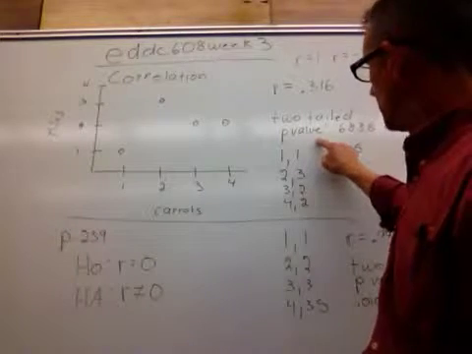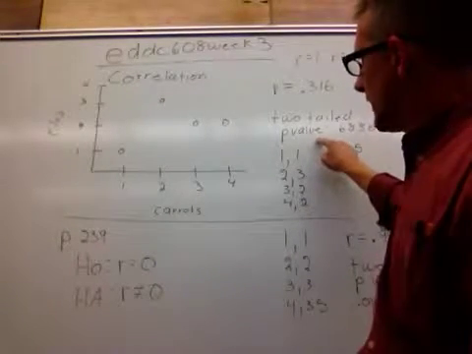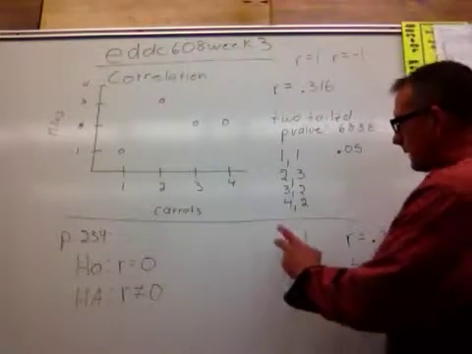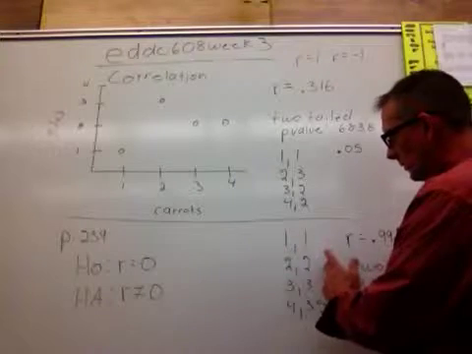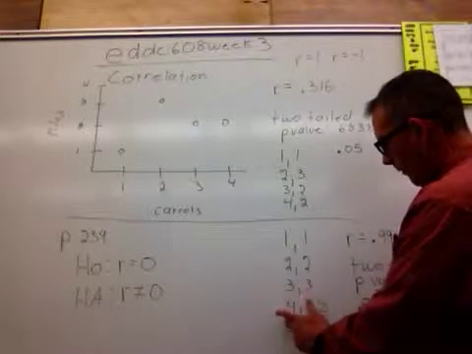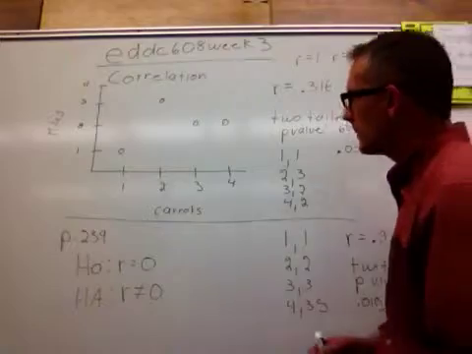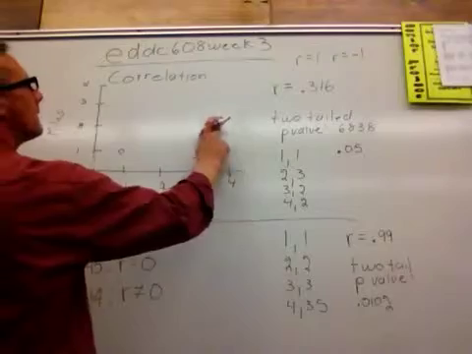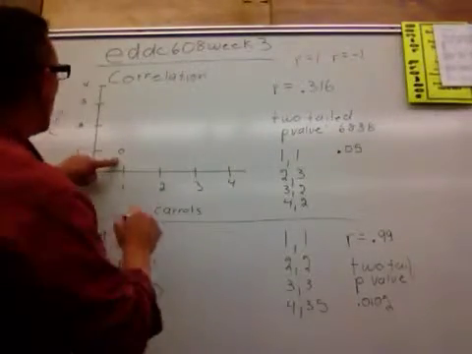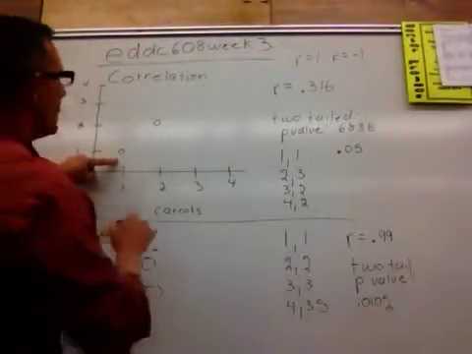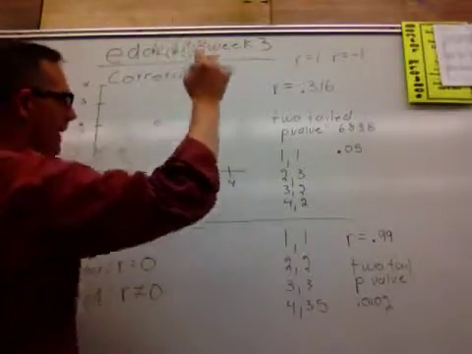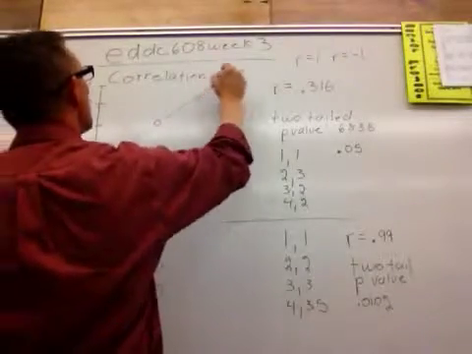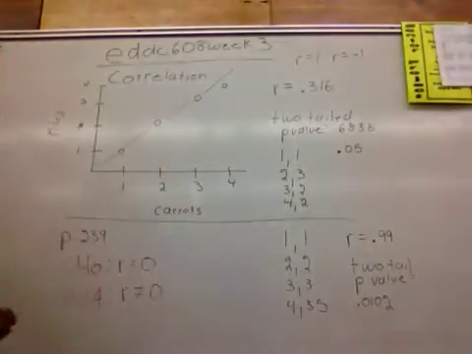Okay? So it's important to pay attention to the p-value, and this will come up more as we do more work in hypothesis testing. Now, let's say that we change the data, and I'm going to go back to the calculator, and I'm going to change the pairs to 1, 1, 2, 2, 3, 3, and 4, 3.5. So if I were to put those pairs on the graph, it would look like this. Not quite a straight line, but pretty close.